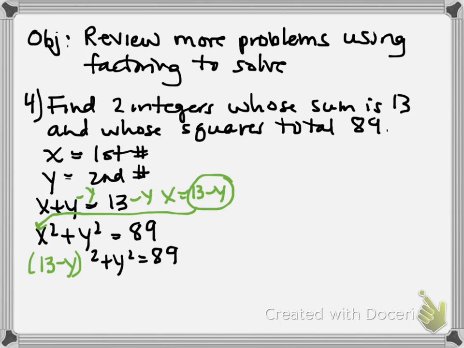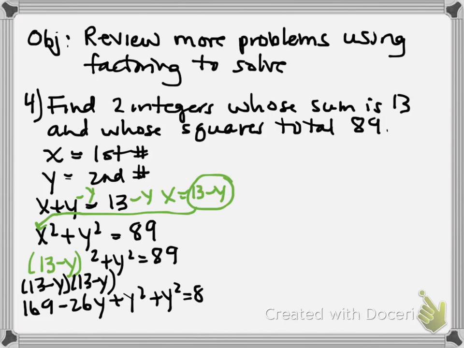Now, what we had talked about earlier in the year, if I'm told I have two numbers and I know their sum, or I have a total, one is x and one is total minus x, which is exactly what we got when we solved that top equation for x. So when I expand this out, remember this is 13 minus y times 13 minus y. I'm going to get 13 times 13 is 169. Negative 13y and negative 13y is negative 26y. Negative y times negative y is positive y squared. And then plus the y squared equals the 89.